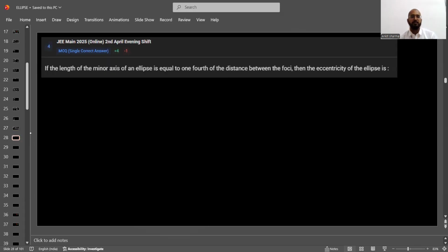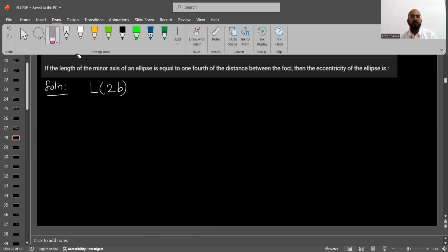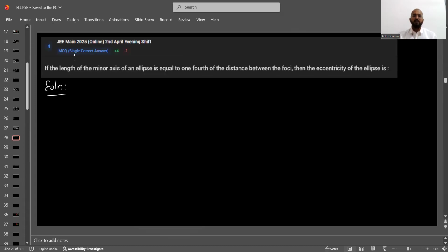Now coming to the next question. So here we have the length of the minor axis of an ellipse is equal to 1/4 of the distance between the foci. Then we want the eccentricity of the ellipse. Okay, we always consider the standard ellipse for solving. So we can consider the standard ellipse to be on the x-axis and then solve the problem. So length of minor axis, say 2B, is equal to 1/4 of distance between the foci, means 2AE.